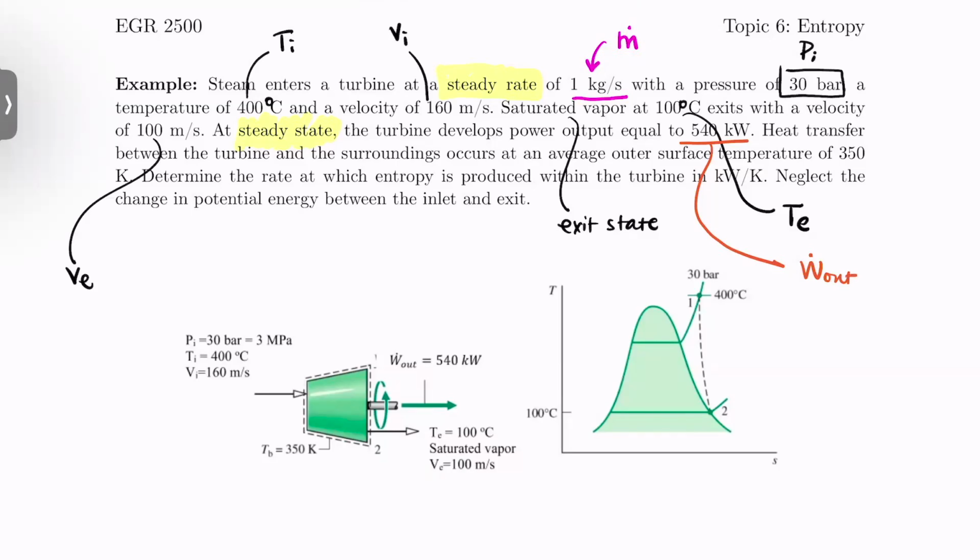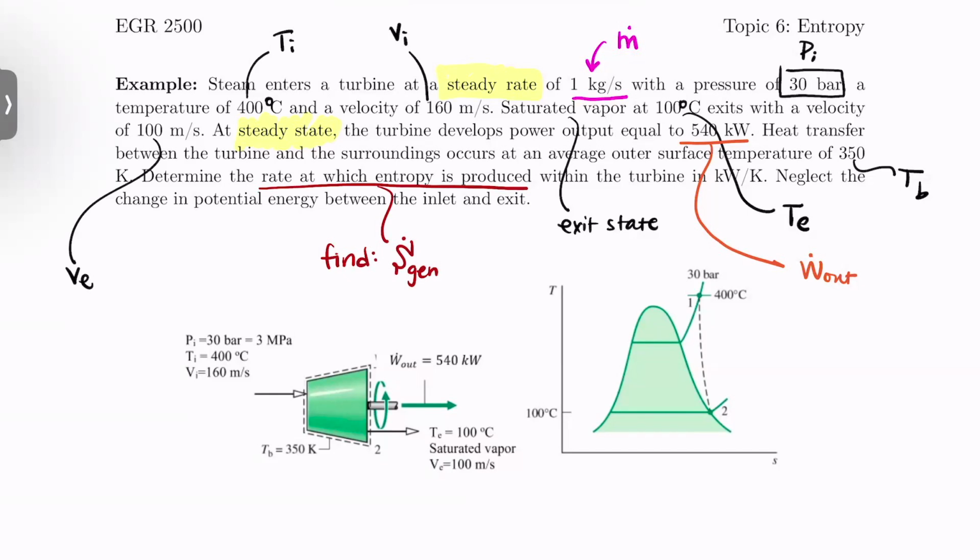All right, and then heat transfer between the turbine and the surroundings occurs at an average outer surface temperature of 350 K. So this is our TB. Note that there's only one boundary temperature given to us, so we have one boundary to take into account here. All right, and then we want to determine the rate at which entropy is produced. So this is our S dot gen. So that's what we are trying to find.